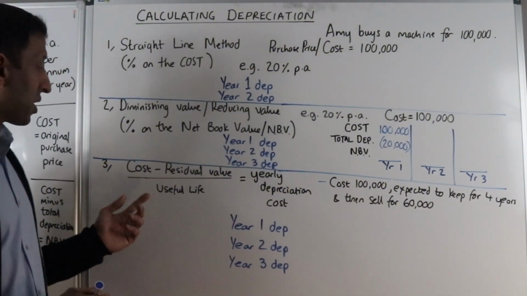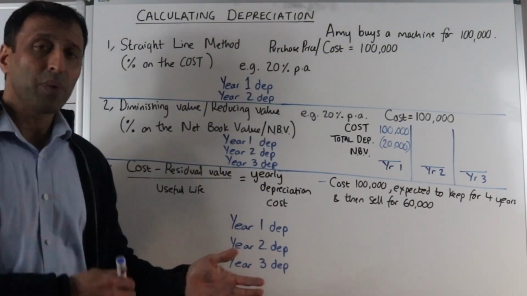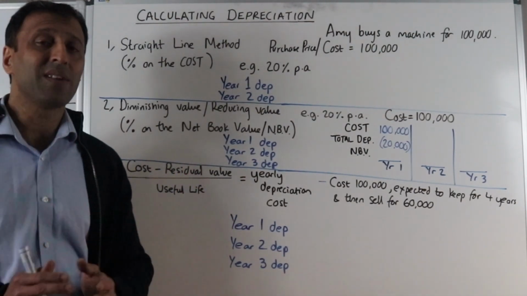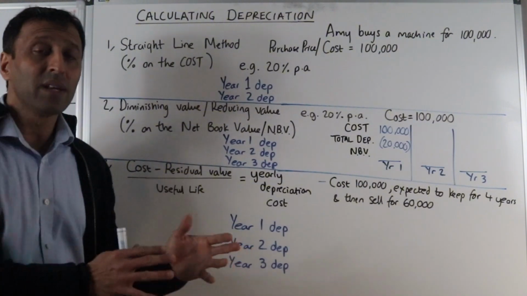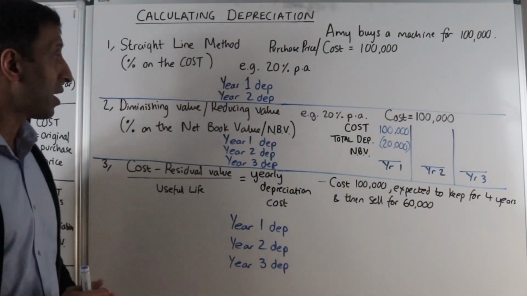And then the third method is when we use this formula, and there'll be some ideas of when we use it, such as you'll be given a residual value. Residual value is the expected value at the end of ownership. And useful life is the number of years you expect to own it, and we already know what cost is.